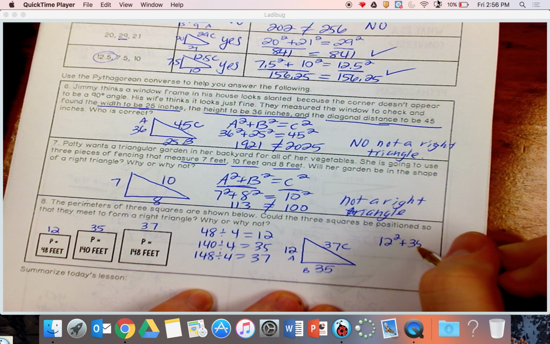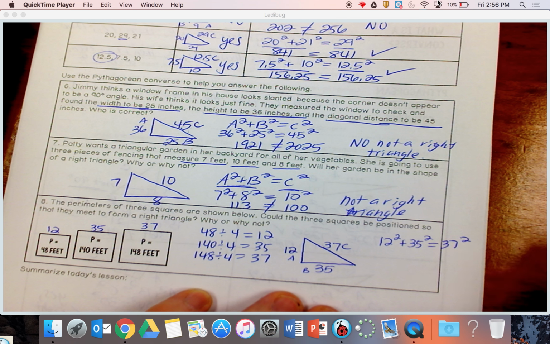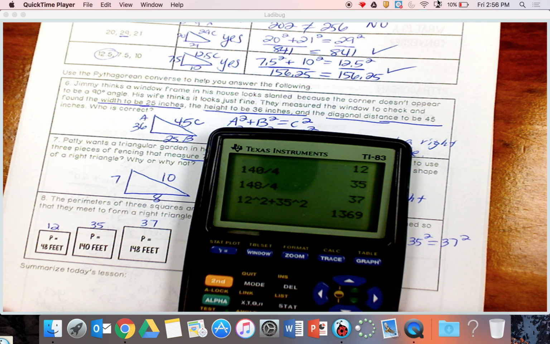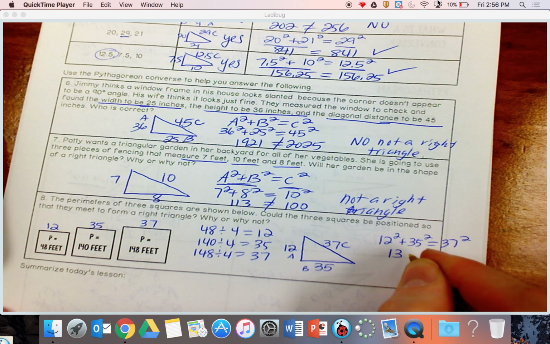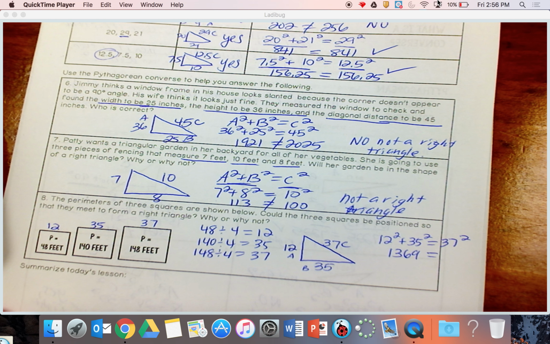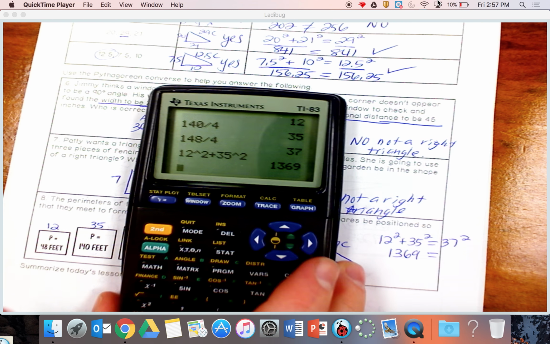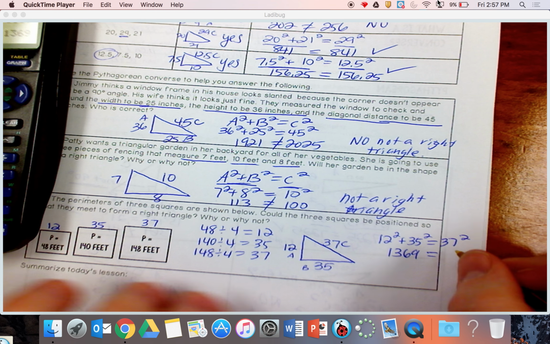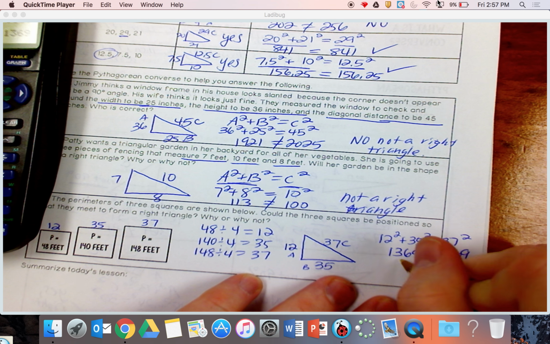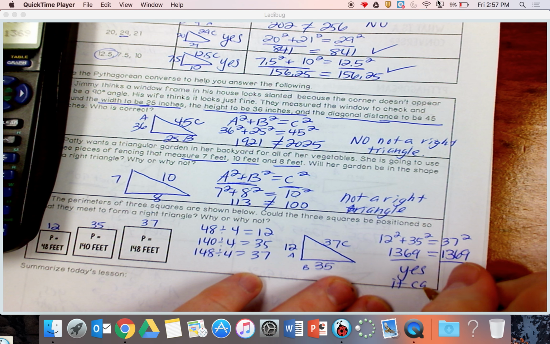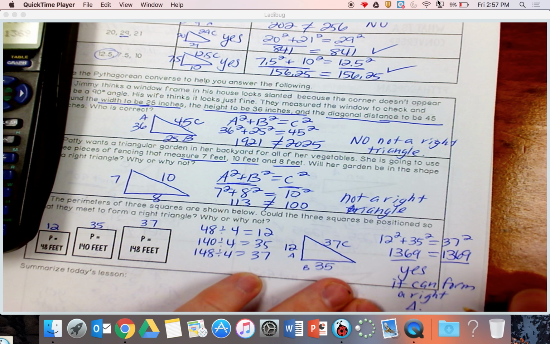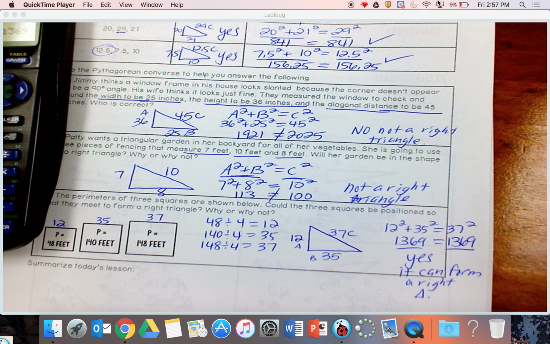12 squared plus 35 squared should equal 37 squared if it's a right triangle. So let's see. I do 12 squared plus 35 squared on my calculator, and there it is. I get 1369. So I need the other side to match up. Let's see what happens. 37 to the second power. Yep, it matches up. So that means the Pythagorean theorem will work, and yes, it can form a right triangle.